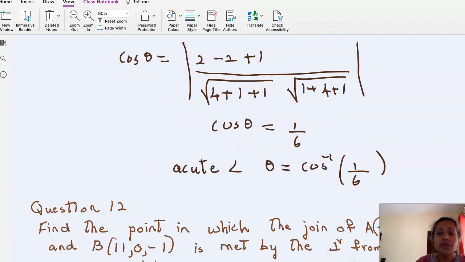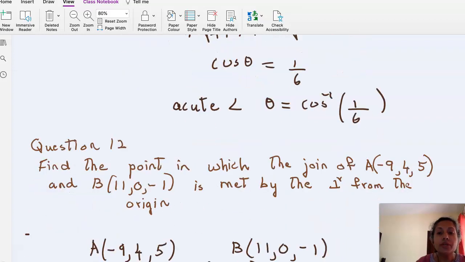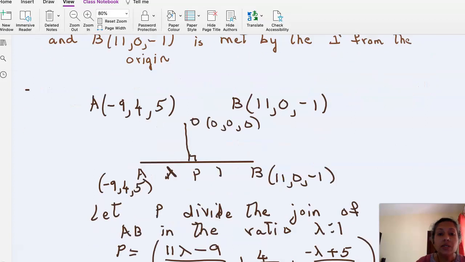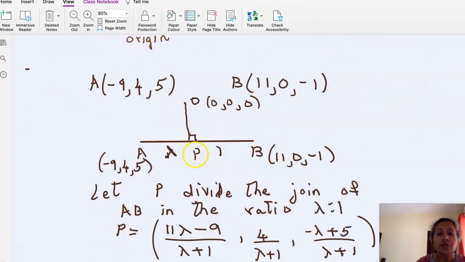Coming to question 12, find the point in which the join of A(-9, 4, 5) and B(11, 0, -1) is met by the perpendicular from the origin. So how will you do this? You are given 2 points A and B, and you have to find the point in which the perpendicular from the origin meets this line. So this is your line, and this is the perpendicular from the origin. Let the foot of the perpendicular be P, and let P divide AB in the ratio lambda is to 1.